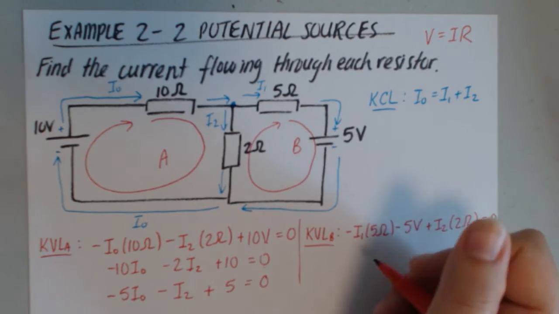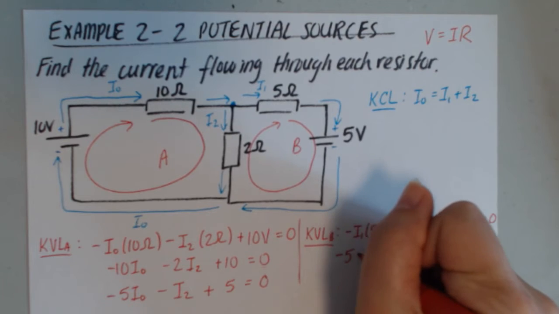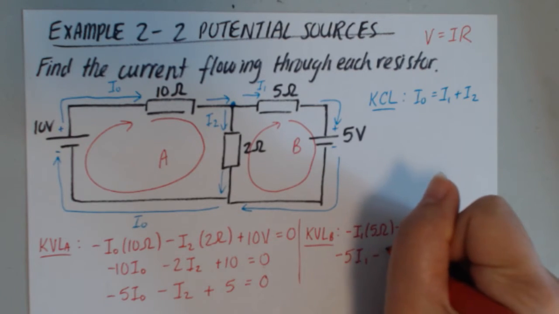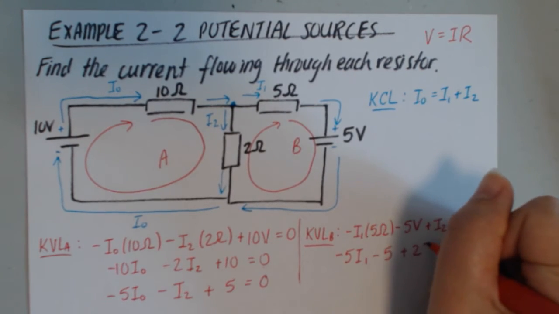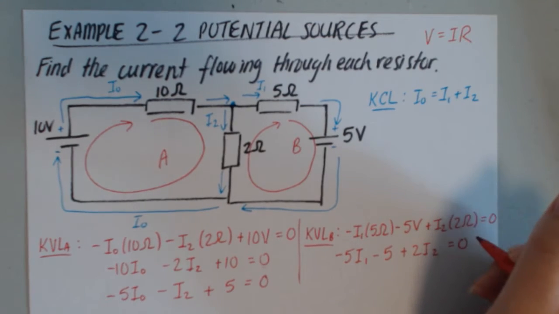So let's clean that up just like the other one. That's going to be minus 5 I1 minus 5 plus 2 I2 equals 0.